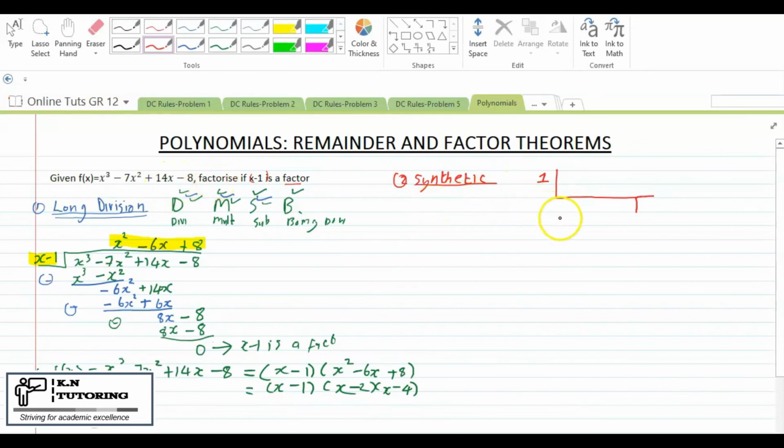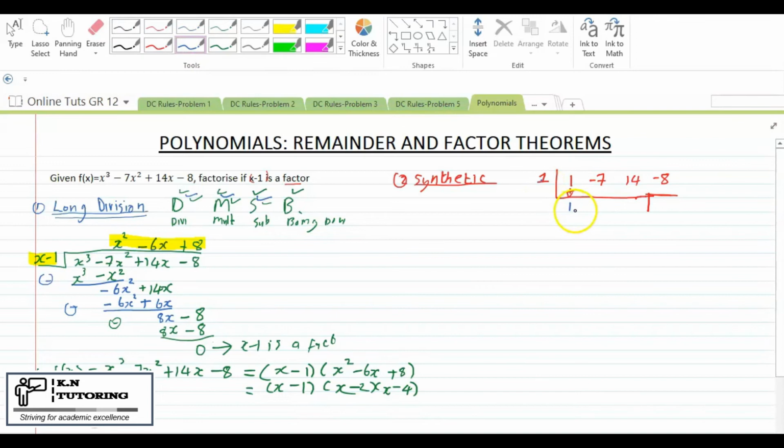So I'm going to write the coefficients here as 1, minus 7, 14, positive 14, and minus 8. Okay, and this must be there. So what do we do here? We are going to bring down this 1. So I will have positive 1.